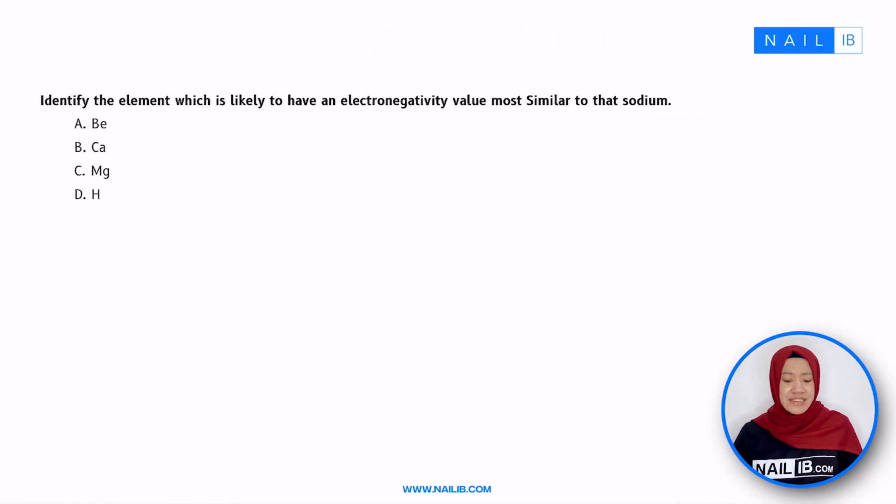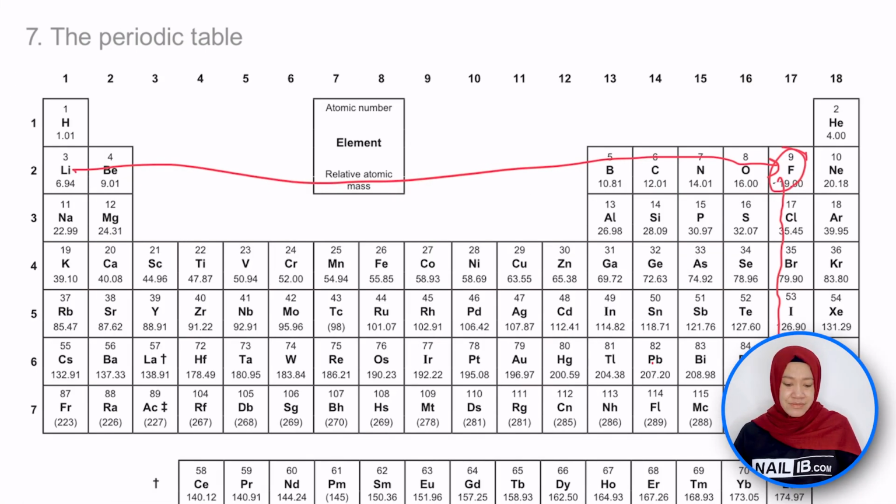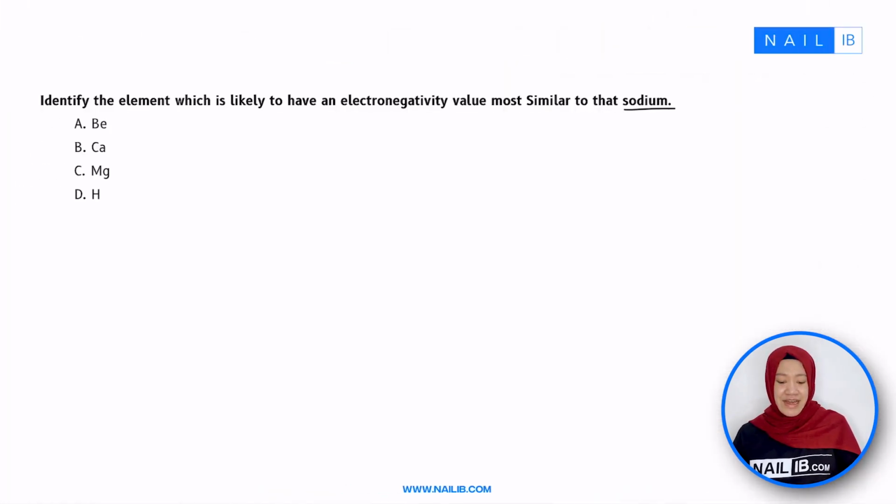Identify the element which is likely to have an electronegativity value most similar to that of sodium. The key here is that the elements should be diagonally next to each other. So let's see with sodium. So sodium and then Ca, this one, diagonally. So the answer is Ca, B, right?